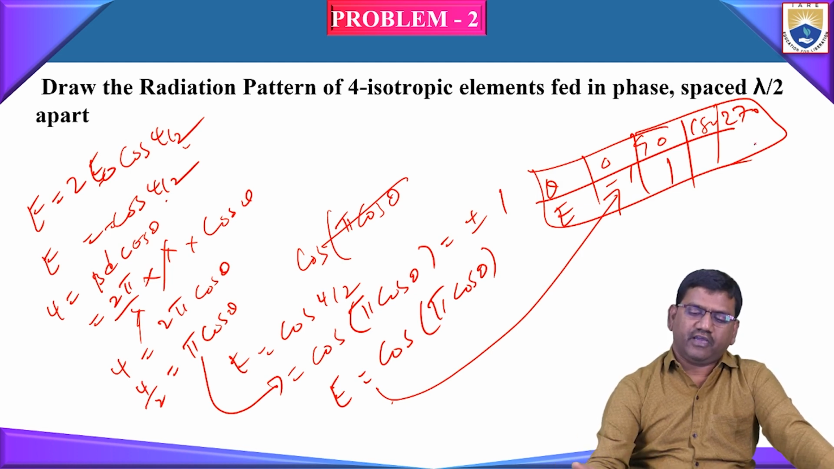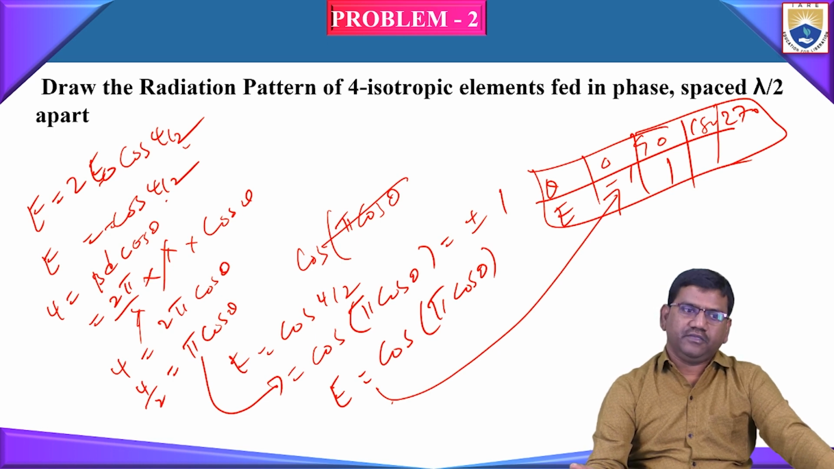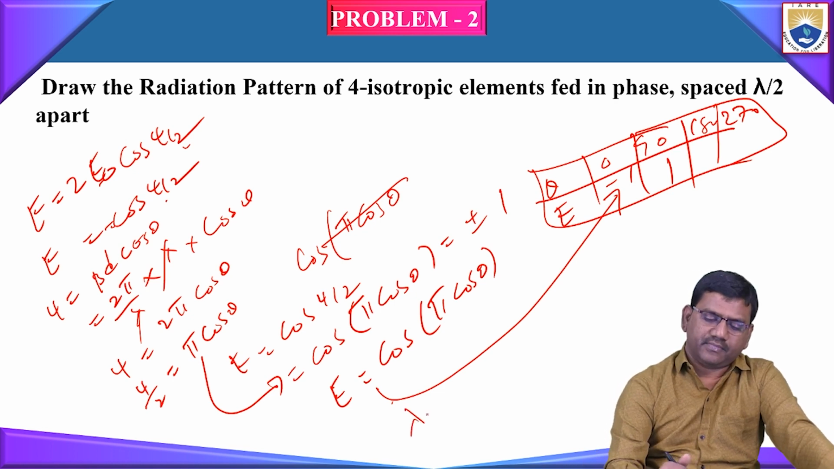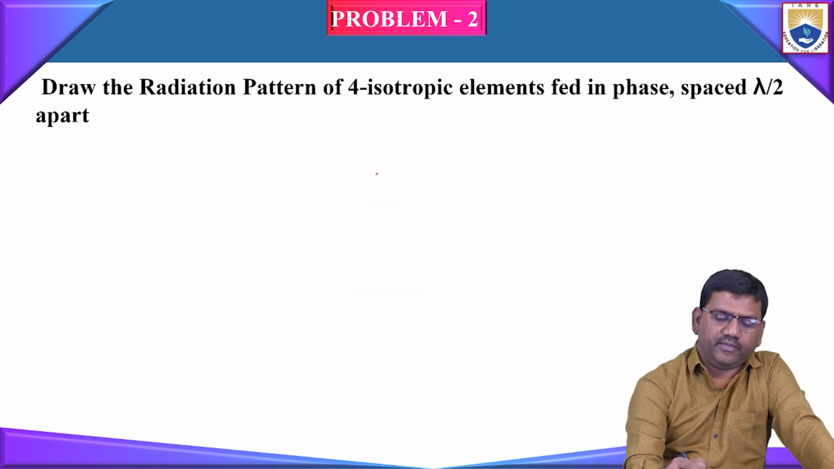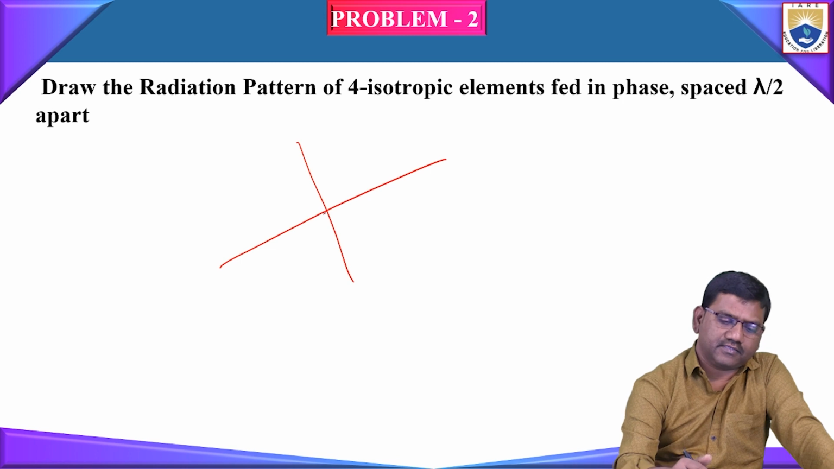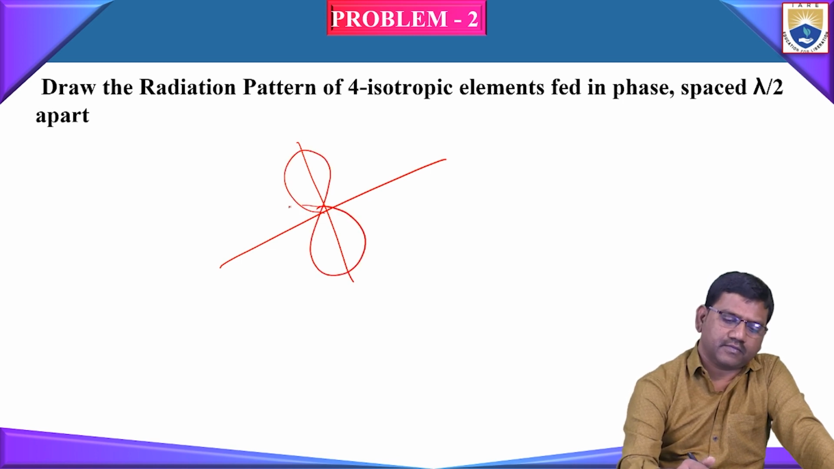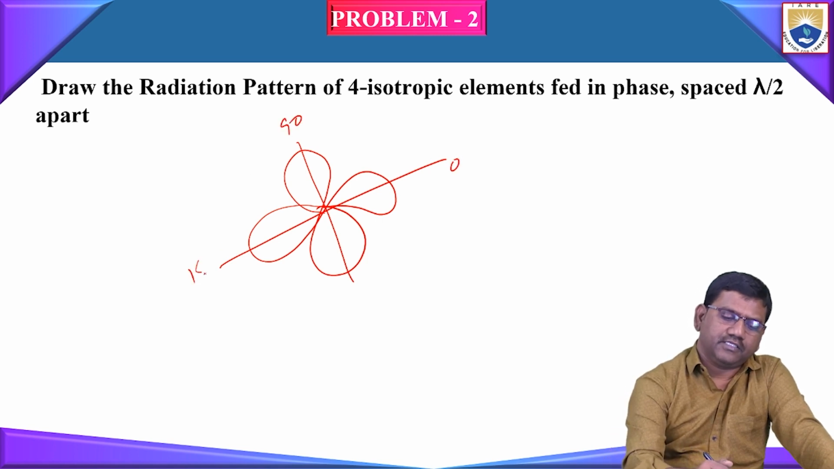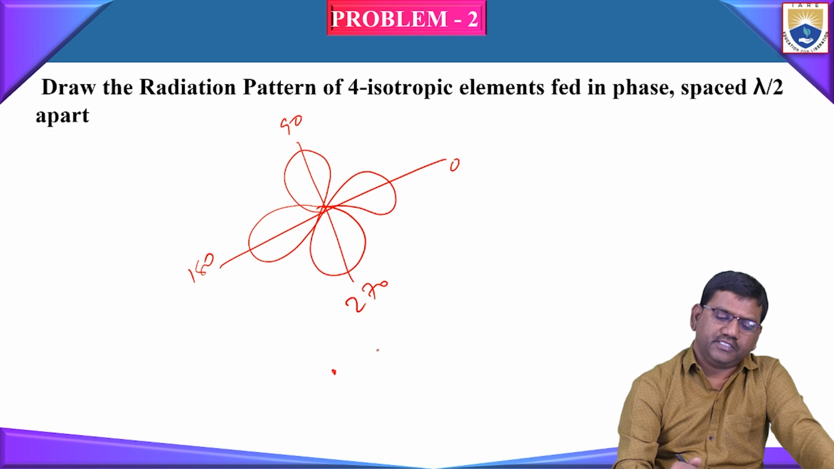So like this you need to find out the values, and based upon the theta and E you need to draw the radiation pattern. So we will get the radiation pattern as follows. If two elements are separated by lambda here, the radiation pattern will be like this. That is 0, this is 90, this is 180 and this is 270. That means here two elements are separated with lambda.